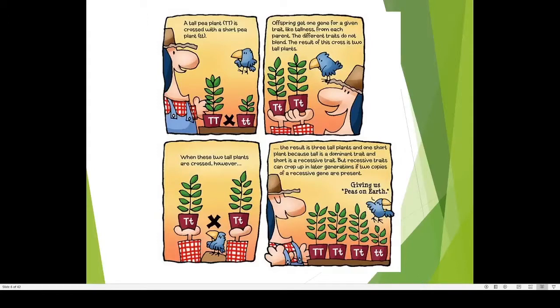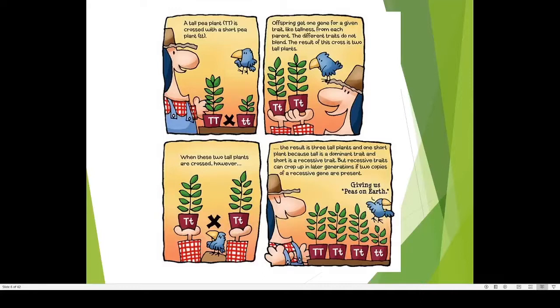So to explain it, a tall pea plant is crossed with a short pea plant. In this case, we'll be using the capital letter T and the lowercase letter t, depending on whether it's tall or short. So offspring gets one gene for a given trait, like tallness, from each parent. The different traits do not blend, and the result of this cross is two tall plants.